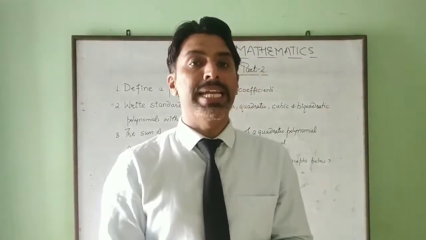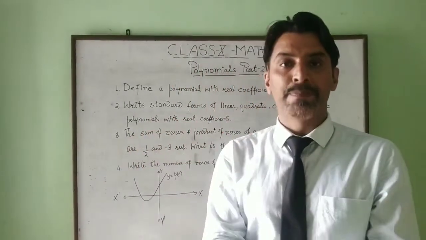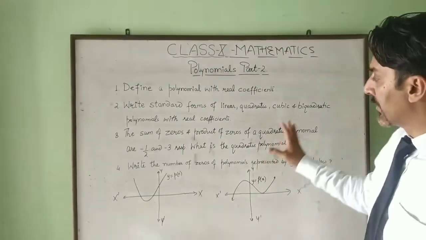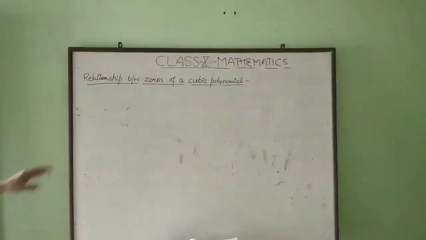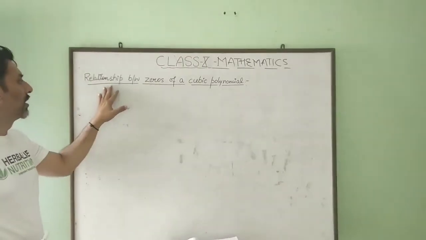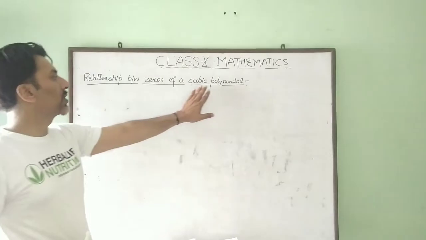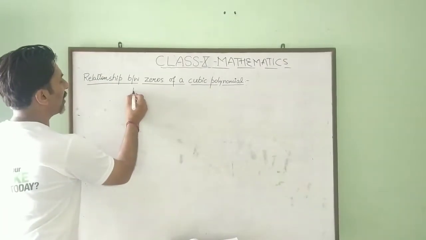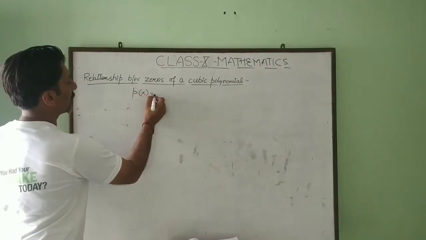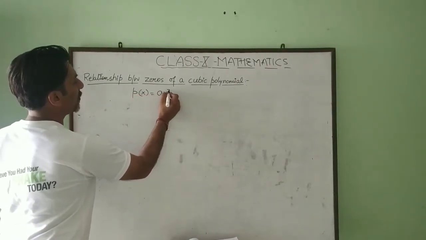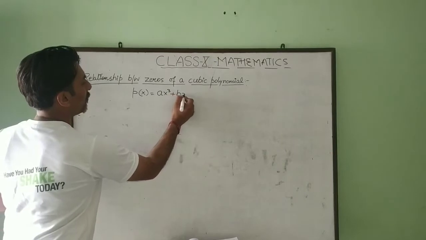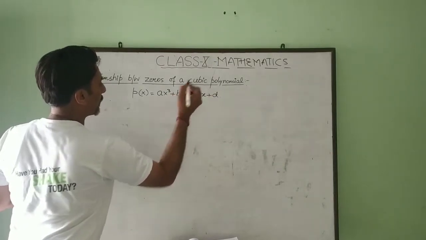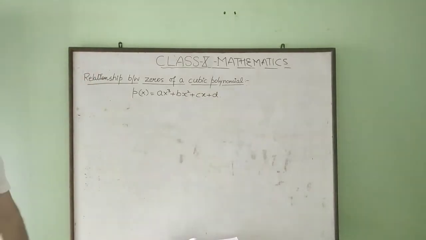So before proceeding, just pause this video and try to solve these questions that you have done in Part 1. Now we will find the relationship between zeros of a cubic polynomial. A general cubic polynomial is written as ax cube plus bx square plus cx plus d. This is my general cubic polynomial.